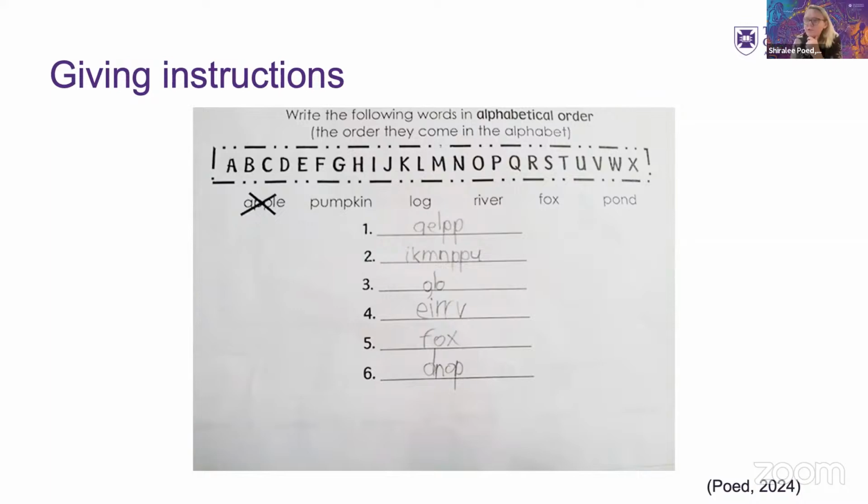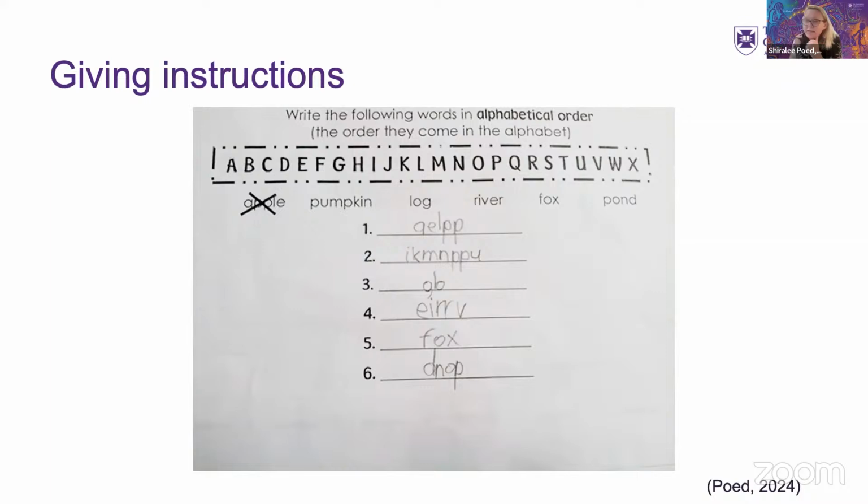Then to help the students, they wrote the alphabet at the top of the activity. Then they gave them 6 words. You can see the words are apple, pumpkin, log, river, fox, and pond. And then they crossed out the word apple. And with the students, they said apple starts with A, so that should come first. And then they handed it over to the students and said, you do the rest.